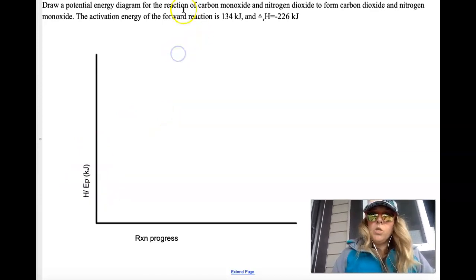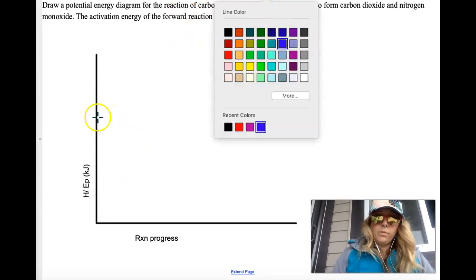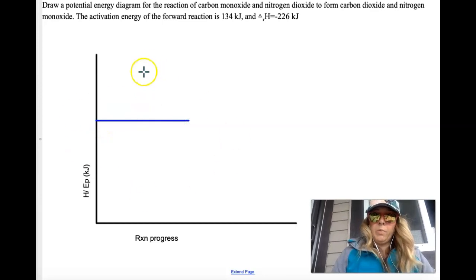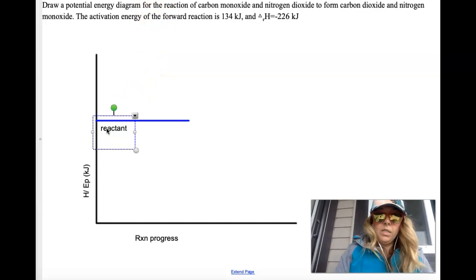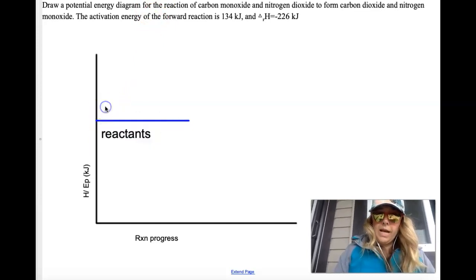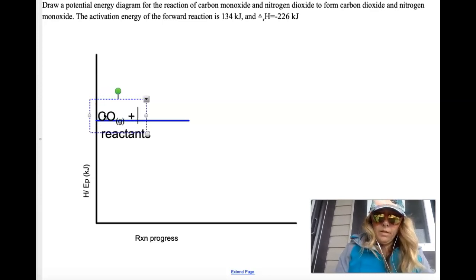Okay, so we need to put a line for our reactants. So I'm going to put a line. Okay, so we're going to start by following the same set of instructions that we followed before. Right, we put a line. Remember, underneath the line, we write the word reactants. Okay, above the line, we're going to write what they actually are. So we are using carbon monoxide plus nitrogen dioxide.